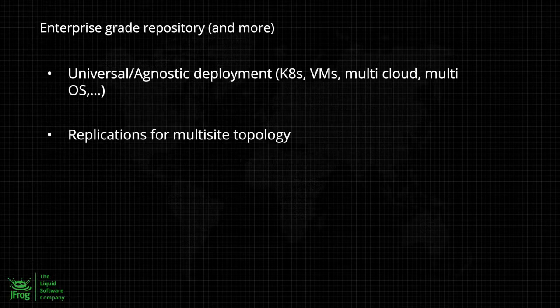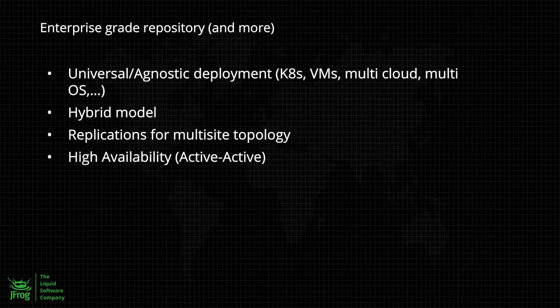Last but not least, some points on when you should think about an enterprise-grade repository. As I said, Artifactory is built to be universal and agnostic for deployment, which means that you can deploy it on Kubernetes. We have an official Helm chart for that. You can deploy it on VM, on Windows, on Unix, on your Mac. You can install it with Brew, with Debian packages, RPM packages. We support multi-cloud, multi-OS. The goal is to be universal and agnostic.